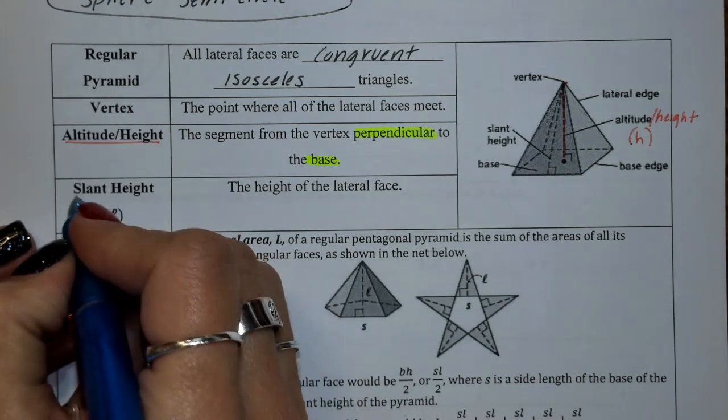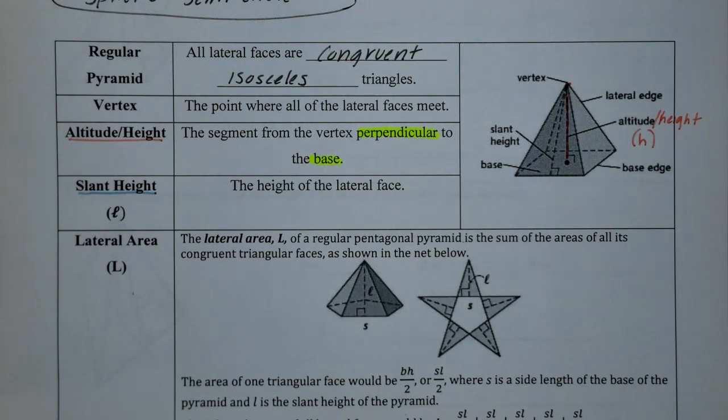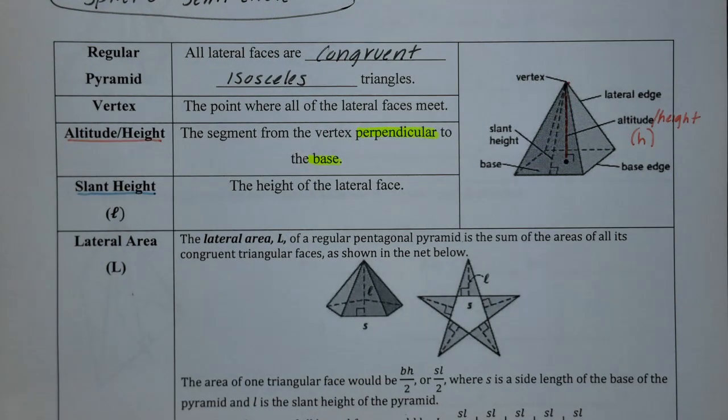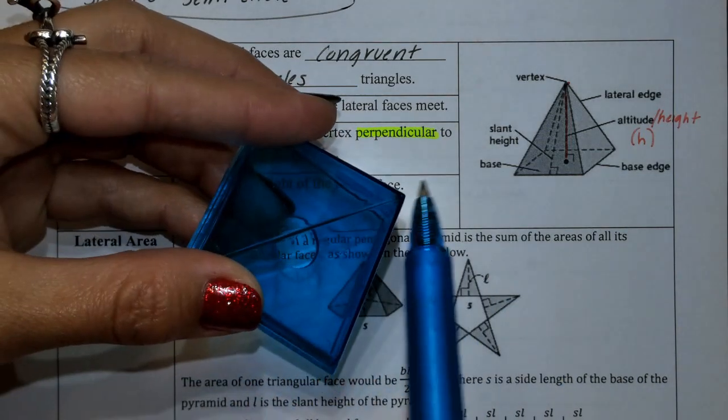Next, we're going to have what's called the slant height. And this is like an italicized or cursive L. The slant height is going to be the height of the lateral face. Remember, the lateral faces go around and meet up at that vertex.